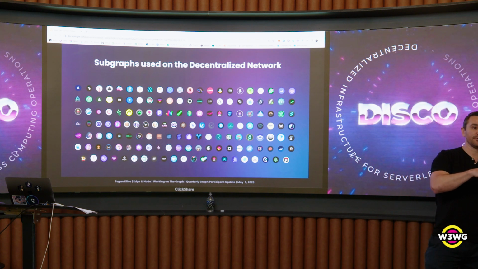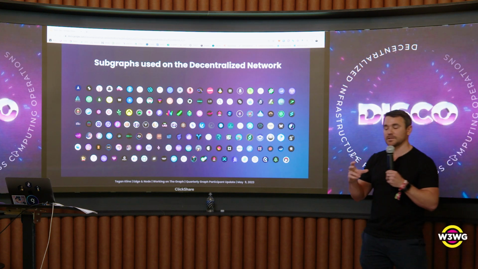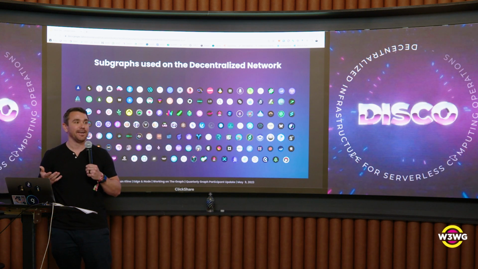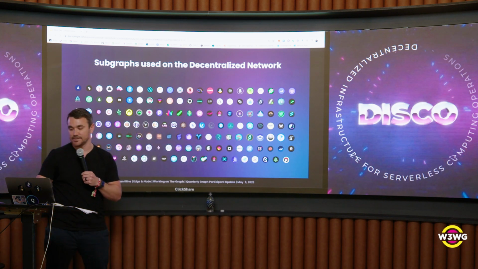And when you look at the data on the hosted service, which is a good proxy, obviously, for what will happen on the decentralized network, about 2/3 of all the volume is from third-party queryers. So subgraph developers are essential to get this thing bootstrapped because you can't query something that isn't even synced on the decentralized network.